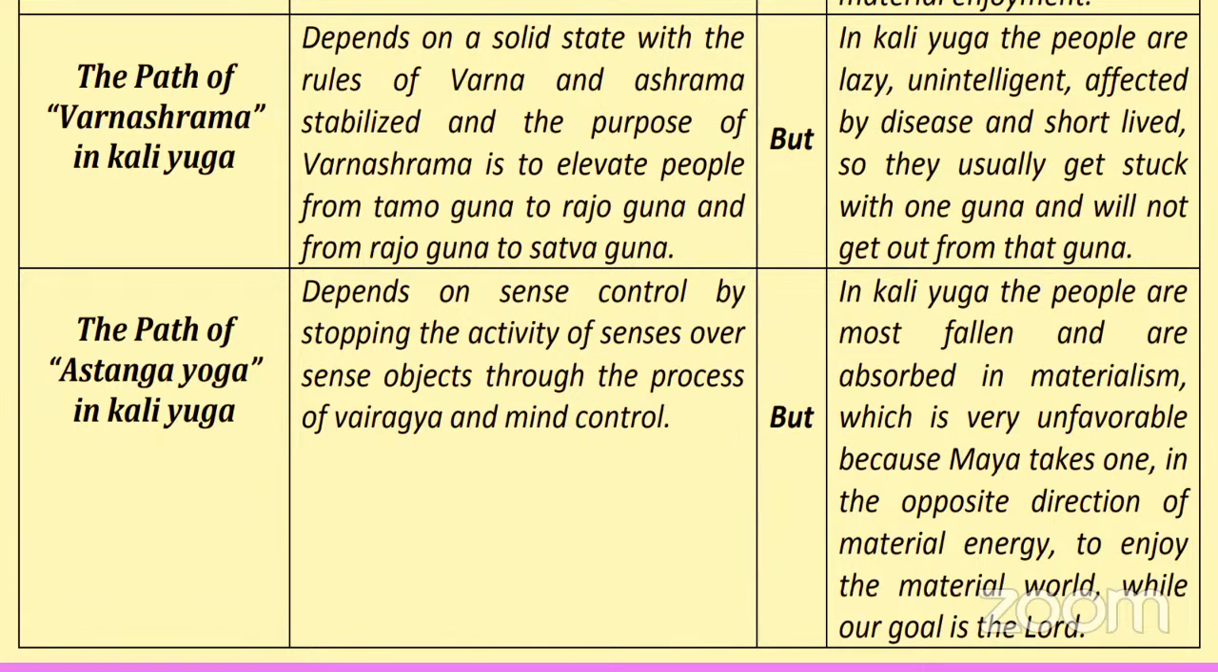So in Kali Yuga, the people are lazy, unintelligent, affected by disease and short-lived. So they usually get stuck with one guna and will not get out from that guna. This is the problem. They are grahastha, then they will not move to vanaprastha stage. This is the problem.